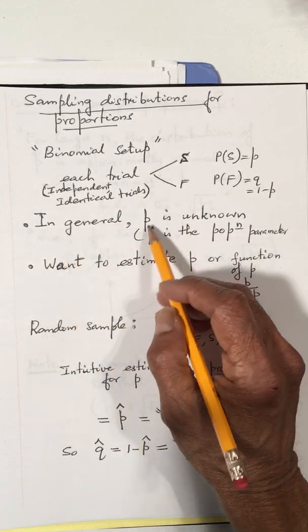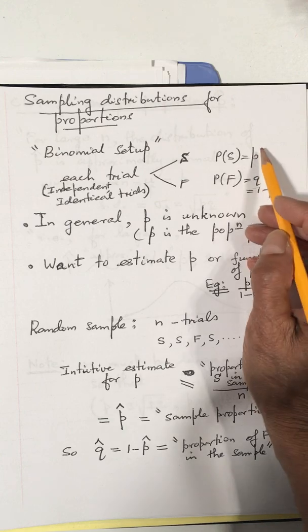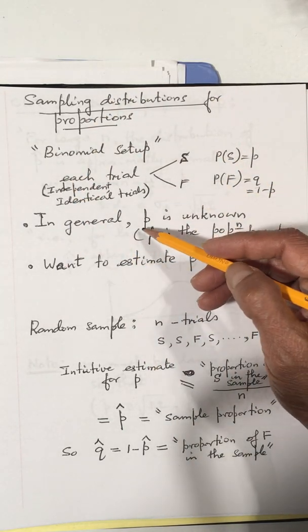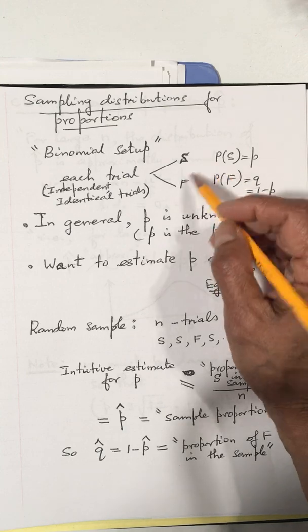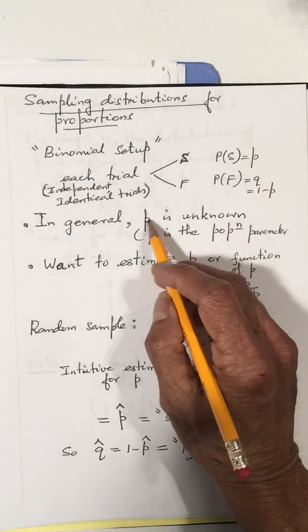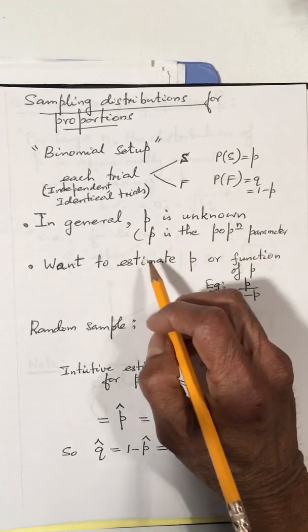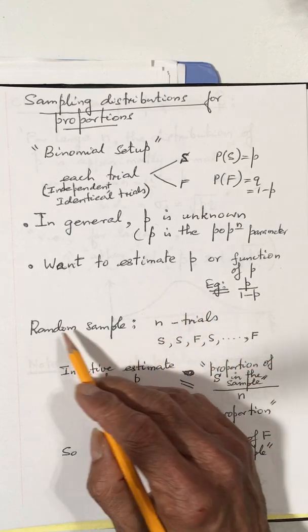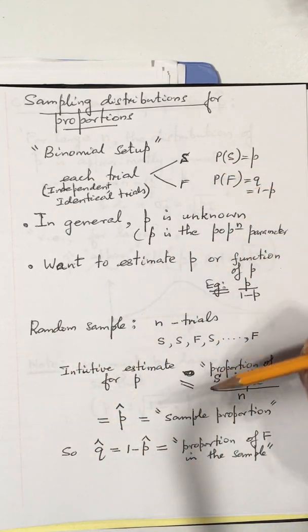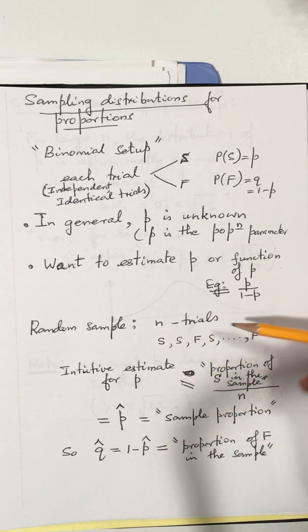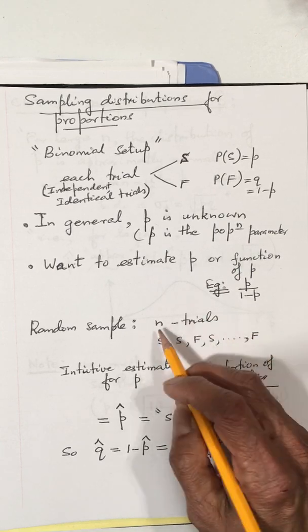In general, we want to estimate this parameter for the population: what fraction is going to be the S, basically. So this P is an unknown parameter we want to estimate, or a function of it. Of course, to estimate that, we need to pull a random sample. When you pull a random sample, you are looking at n trials.